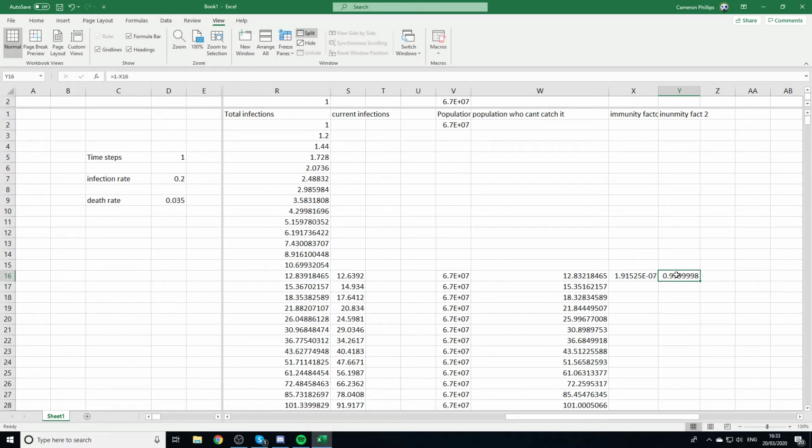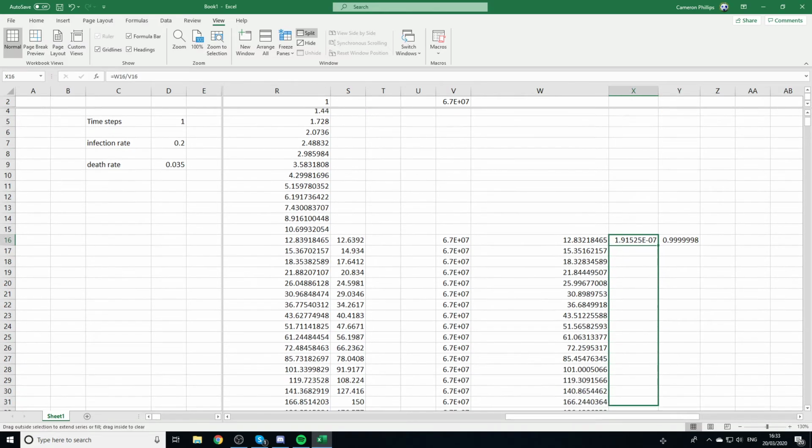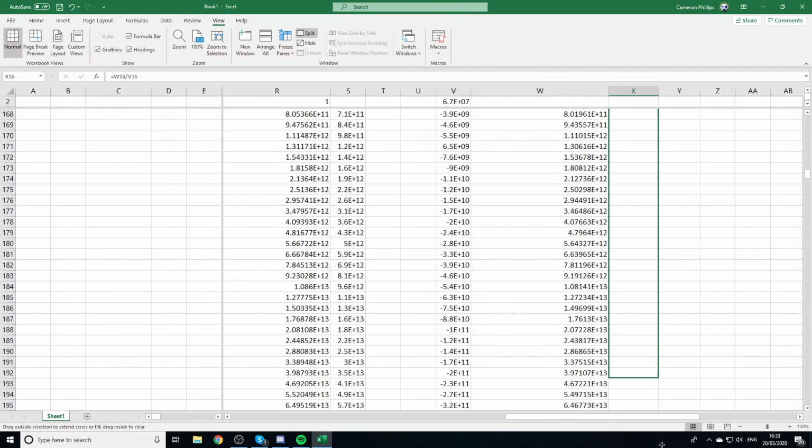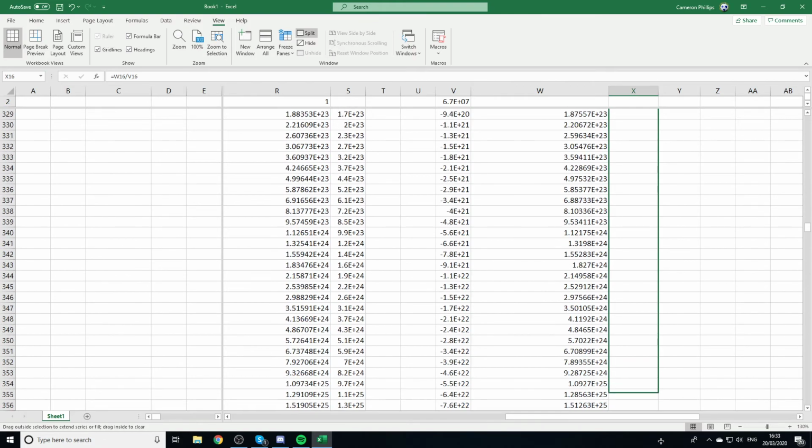Now that number is very close to 1, and that's because nearly everybody can get it. Only 12 people out of those people can't, and that effectively is what percentage of people can get it. This is the percentage of people who can get it, and that's quite important. But that figure will change, because of course as more people get it, there are fewer people who can get it.